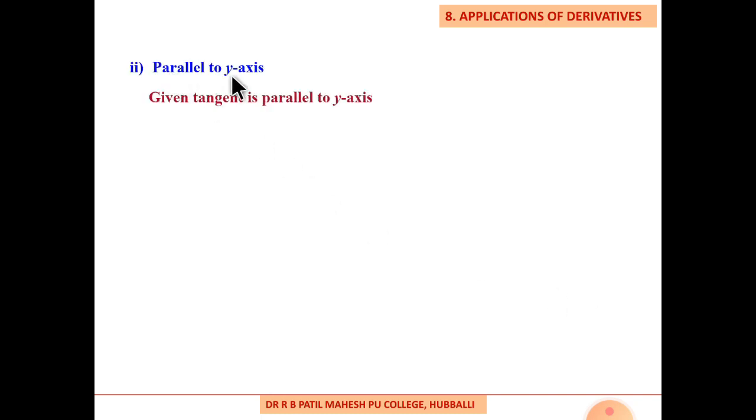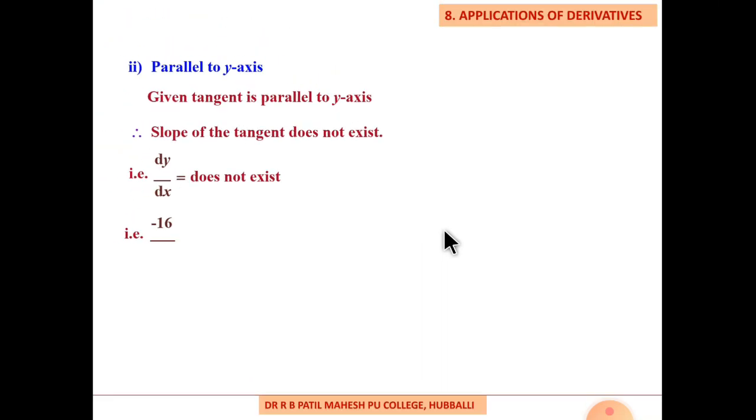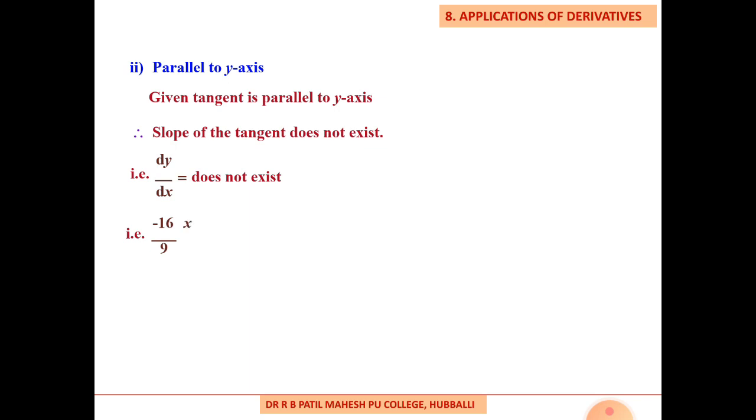Next, sub example number 2, parallel to y-axis. So when the line is parallel to y-axis, the slope does not exist, because y-axis means theta is 90 degrees. When theta is 90 degrees, we get tan 90 degrees, infinity. So here the value is indefinite. The slope of the tangent does not exist, that is dy by dx does not exist, so we can consider this as infinity.